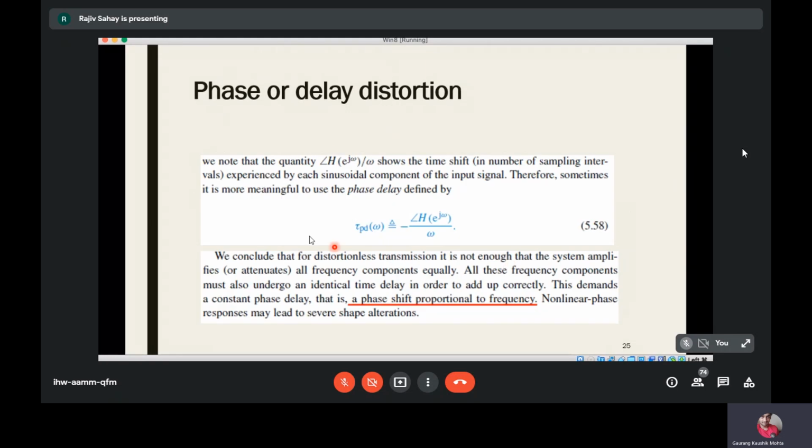So if you divide the phase in radians by omega, you get samples. So it shows the time shift in number of sampling intervals or samples experienced by each sinusoidal component of the input signal. So we have a name, it is called a phase delay for that term. Phase delay is defined as tau subscript PD of omega. Phase delay is denoted as the negative of phase response divided by omega.